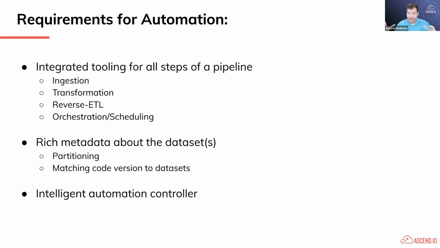And then the final thing is you need an intelligent automation controller. So with those two things combined, with a single platform or a single integration of all these different steps, with the metadata that is required to be able to figure out and reconcile what's up to date, what's not up to date, what needs to be reprocessed, you then need an intelligent automation controller that can feed off of that metadata and say, okay, I know what needs to be done next in this network of pipelines in order to bring everything up to date and make sure that everything is current with the version of the logic.